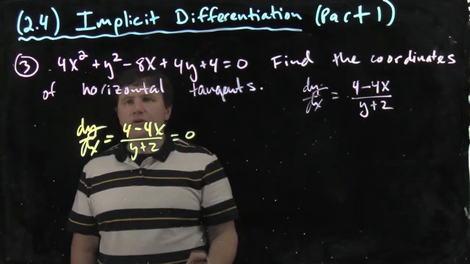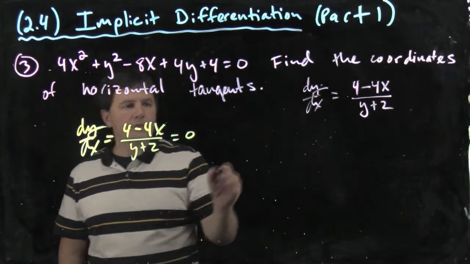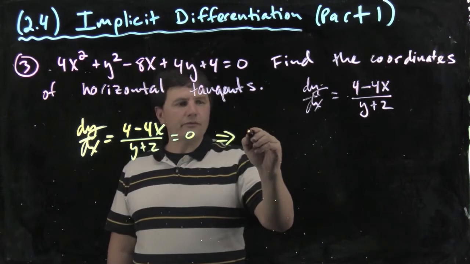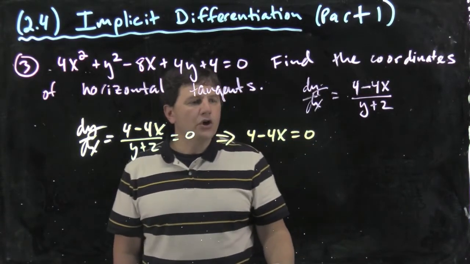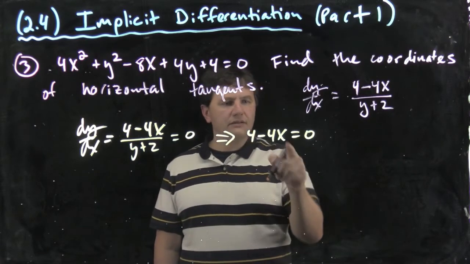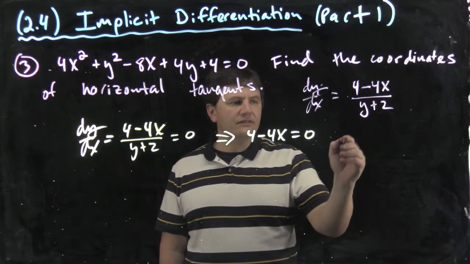If I have a fraction that's equal to 0, it means the numerator is equal to 0. So this means the numerator is equal to 0. So 4 minus 4x has to be 0. Okay? So, well, you can pretty much see this. This means that x is equal to 1.